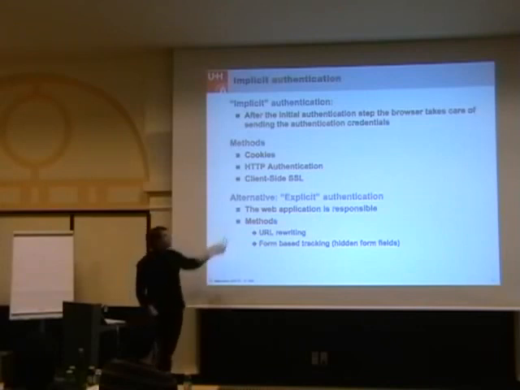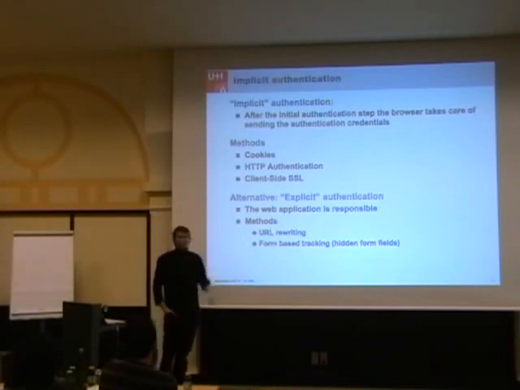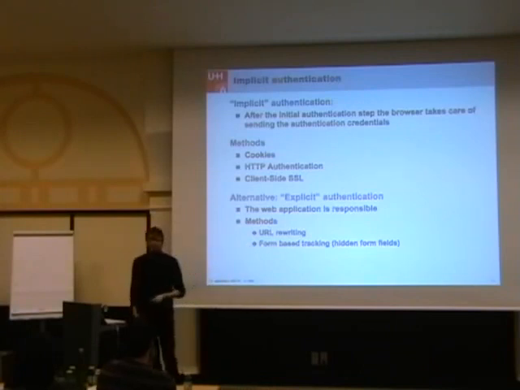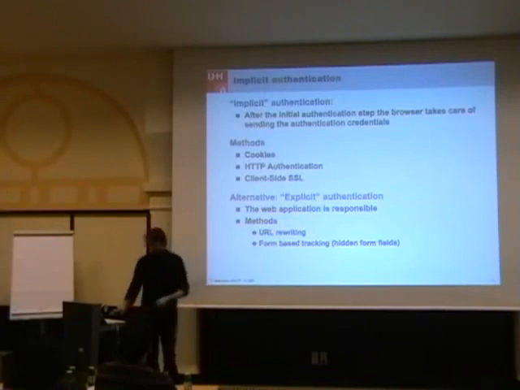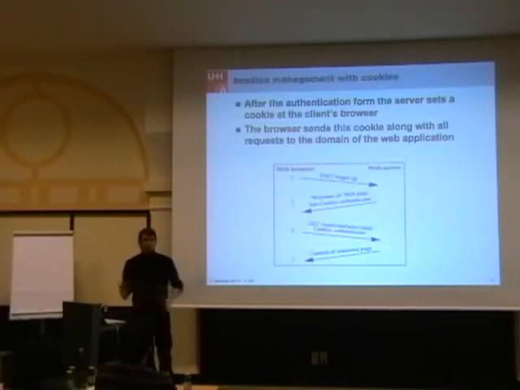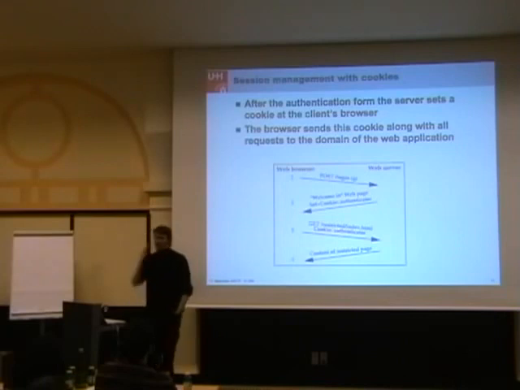You can do it explicitly with URL rewriting, which is broken by design, or form-based, which creates a really, really horrible user experience. So nobody uses those exclusively. I think about 99.99% of all applications use cookies. And therefore, next slide, really short, how do you do authentication tracking with cookies?